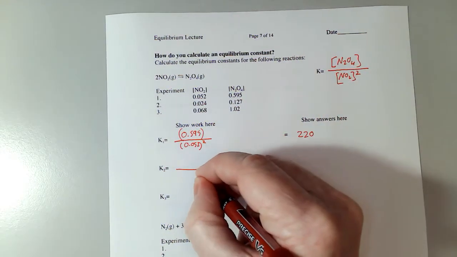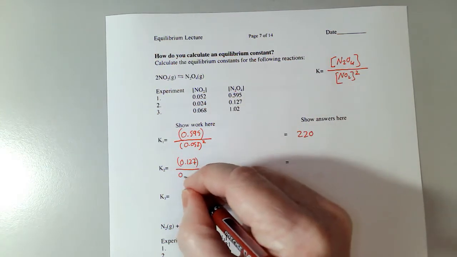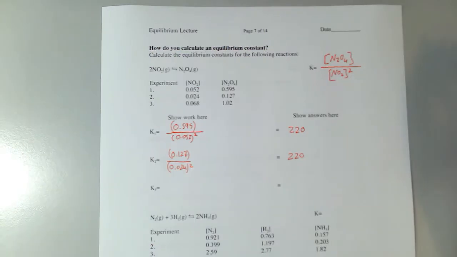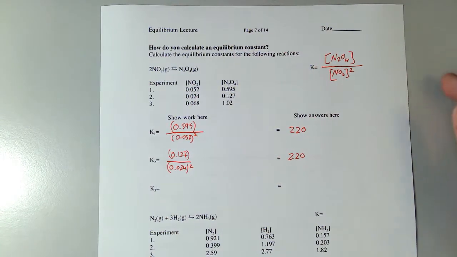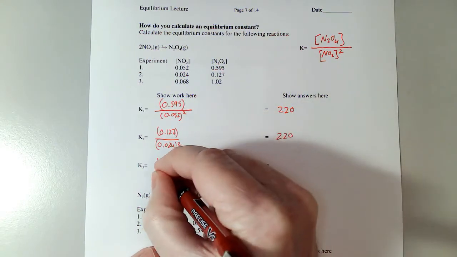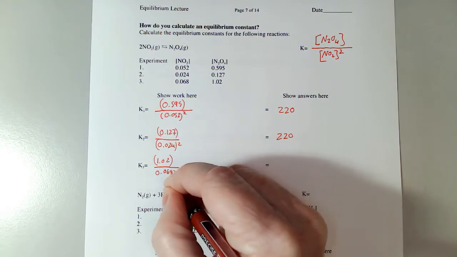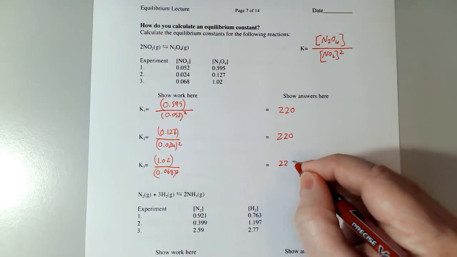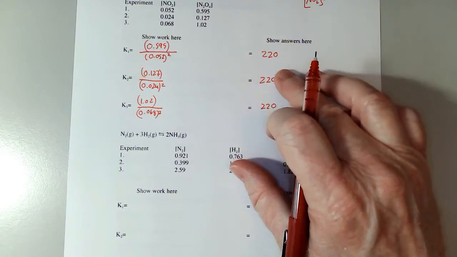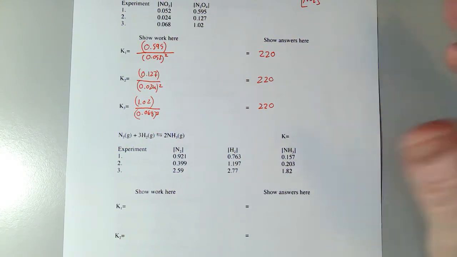Okay? So for the second one, I've got 0.127 divided by 0.024 quantity squared, which again comes out to be 220. Does that surprise me? No, it's an equilibrium constant. It's showing you the extent to which the reaction happens. And for the third one, I have the 1.02 divided by 0.068 quantity squared. And again, I get 220 when I list it as two sig figs. Okay? Your calculator might give you something a little bit different in that third digit, but remember there's always some uncertainty in the last digit.